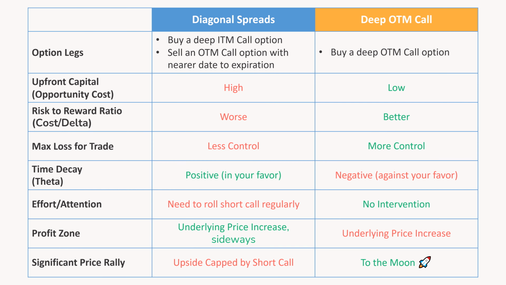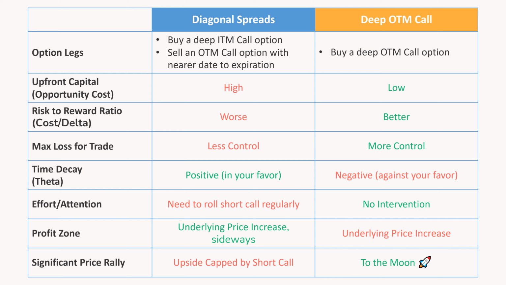So looking at the upfront capital, diagonal spreads definitely have a higher upfront capital to enter as compared to the out of the money call, which essentially means a higher opportunity cost because you could have used your limited capital for other trades. And because of that, the deep out of the money call option also has a better risk to reward ratio as compared to the diagonal spread. If you recall in the Thinkorswim demo, the cost per delta of the out of the money call is only 21 cents per delta as compared to the 69 cents per delta for the diagonal spread.